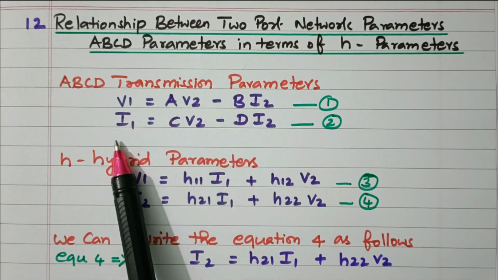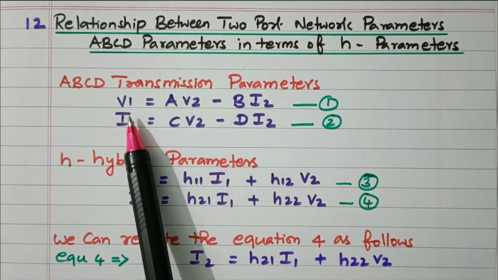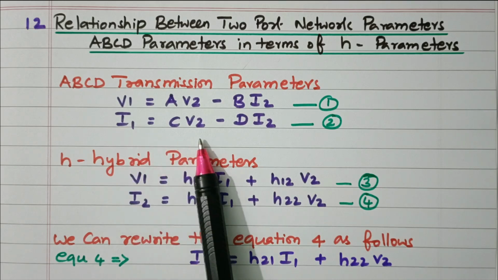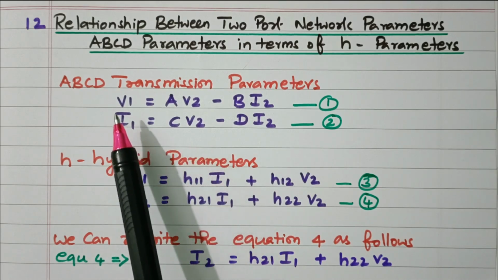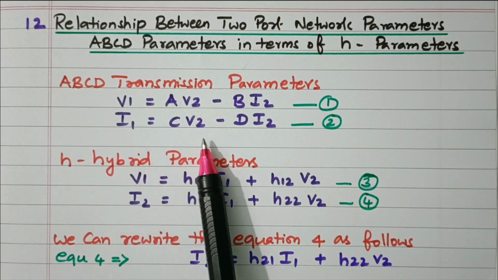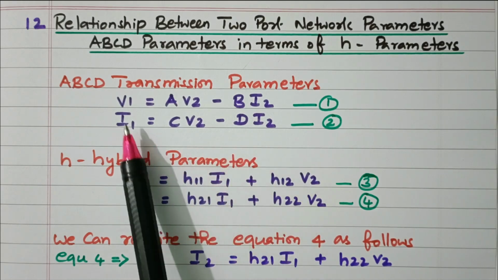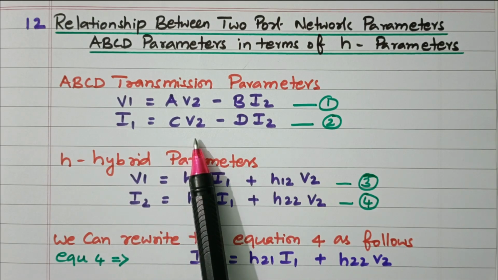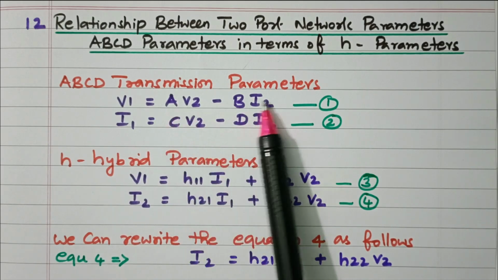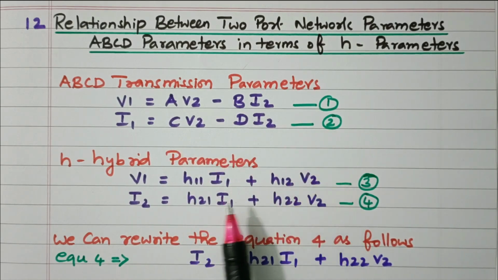This is the general equation of the ABCD transmission parameter. V1, I1. 1 refers to the input port, 2 refers to the output port. So input port voltage and input port current are expressed in terms of output voltage and output port current. V1, I1 expressed in terms of V2, I2. A, B, C, D are the parameters. We'll take this as equation number 1.